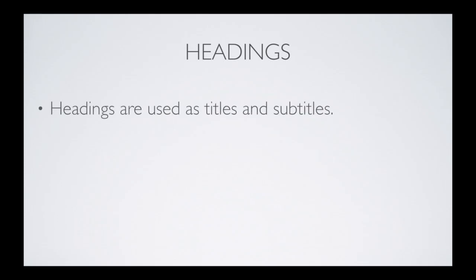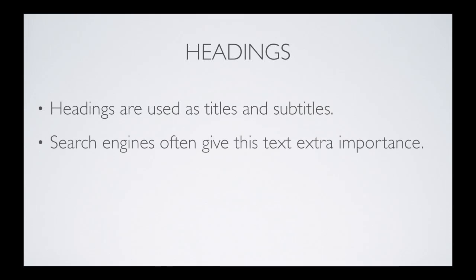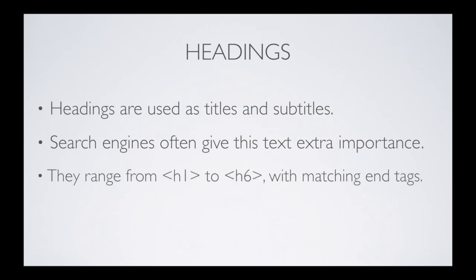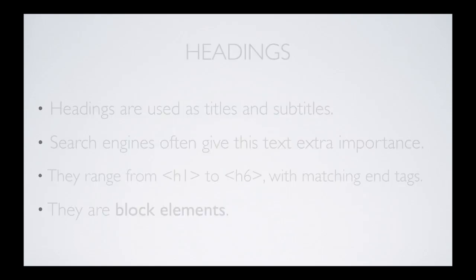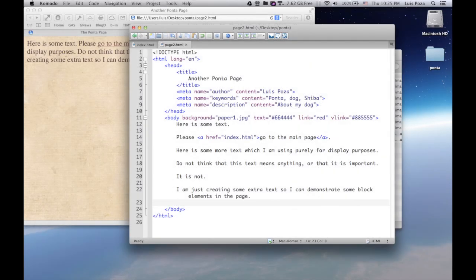Headings are used as titles and subtitles. Search engines often give this text extra importance. They range from heading 1 to heading 6 with matching end tags. Heading 1 is the largest, heading 6 is the smallest. These are block elements. So let's take a look at how this block element will appear on a web page.